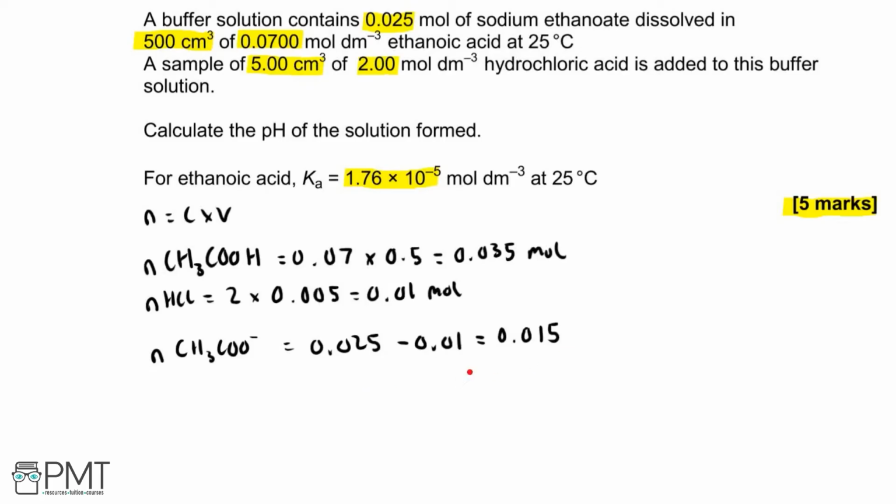However, this isn't the only effect of the buffer, as this reaction between the ethanoate ions and the hydrogen ions needs to form something, and what it forms is ethanoic acid. So while we lose 0.01 moles of ethanoate ions, we gain 0.01 moles of ethanoic acid. So our moles of ethanoic acid is equal to the 0.035 we calculated plus 0.01, which is going to get us 0.045 moles of ethanoic acid now.